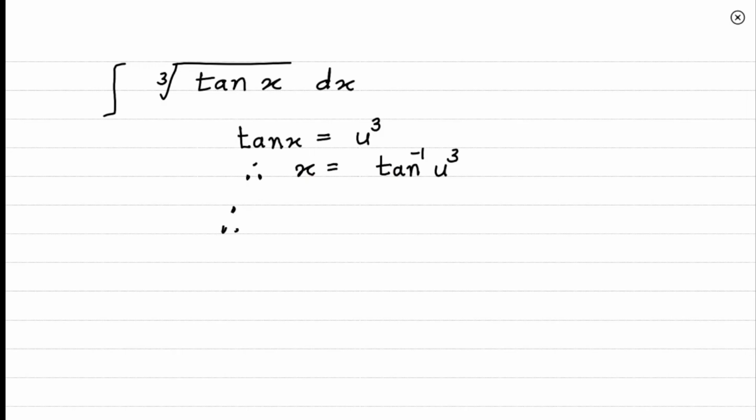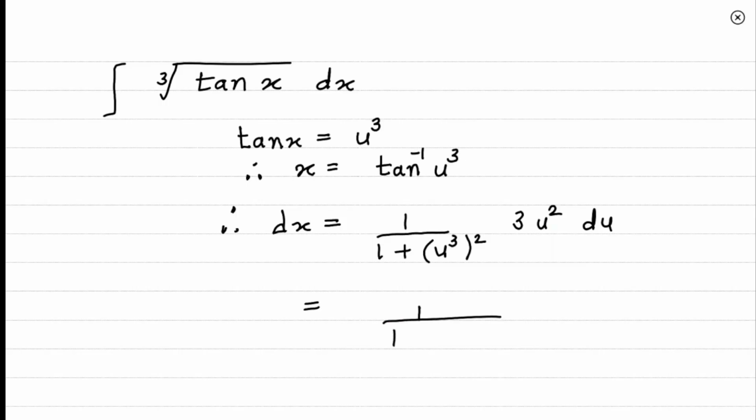So dx is equal to the differentiation of tan inverse of u cube, which is 1 over 1 plus u cube square, times the differentiation of u cube, which is 3u square du. We use the chain rule here. We know that differentiation of tan inverse of x is 1 over 1 plus x square. Since it is u cube, it is 1 over 1 plus u cube square times the differentiation of u cube, which is 3u square. Okay, let's simplify this a little bit.